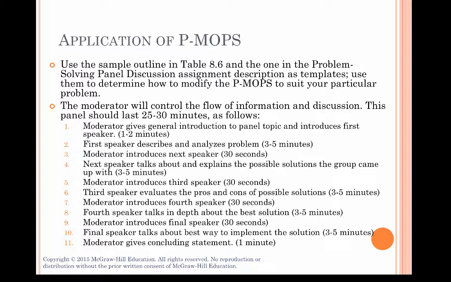The next speaker talks about and explains the possible solutions the group came up with. Then the moderator introduces the third speaker, who evaluates the pros and cons of the possible solutions. Then the moderator introduces the fourth speaker. That person talks in depth about the best solution. And then, finally, the moderator introduces the final speaker, who talks about the best way to implement the solution. And then the moderator gives a concluding statement.